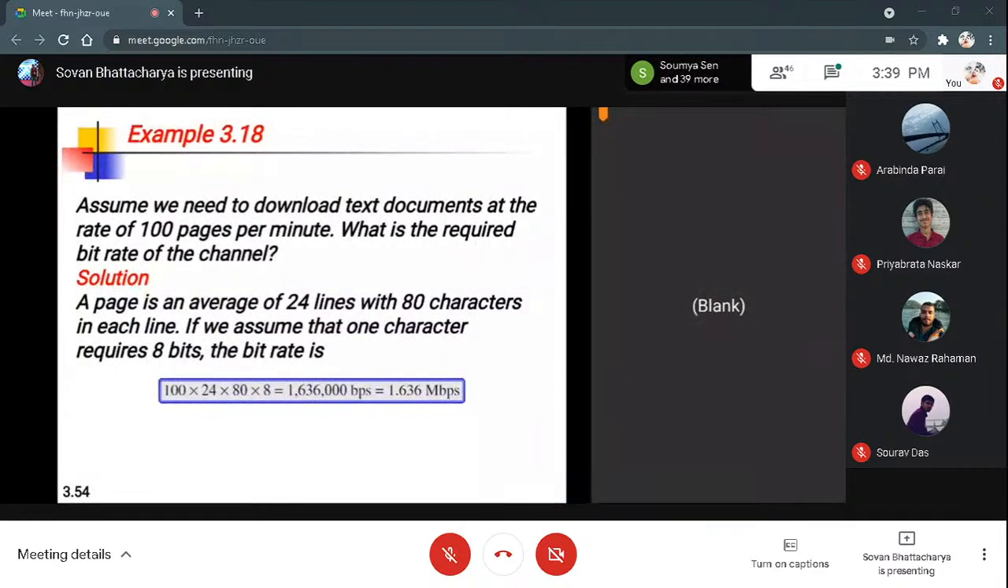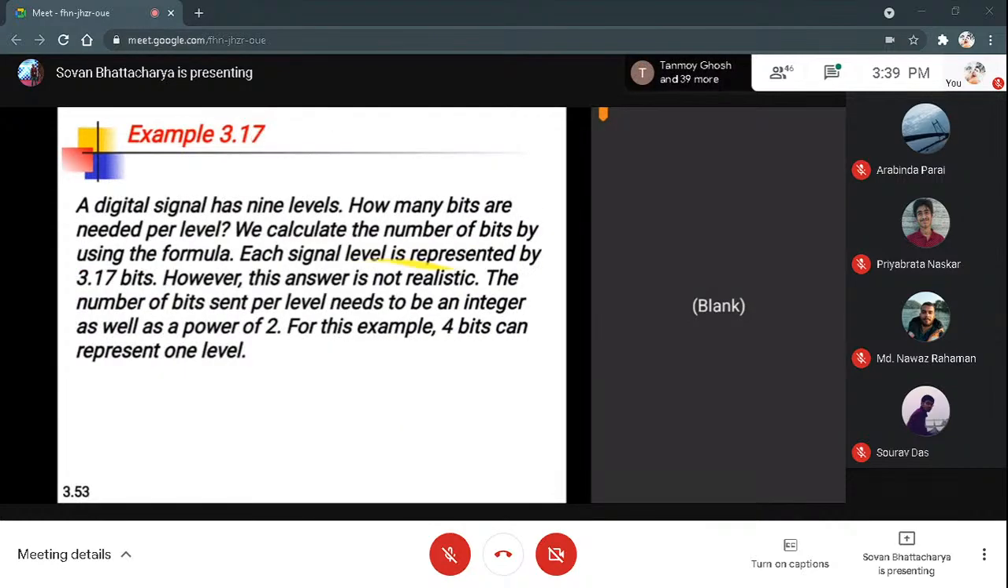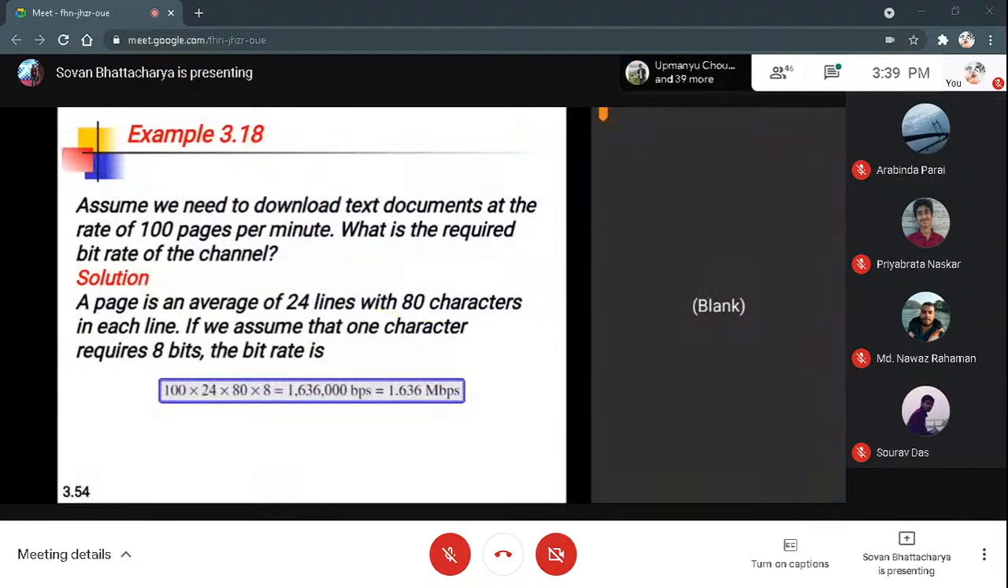So 24 lines with 8 bit. This is an incomplete question. Assume the text document at the rate of 100 pages per minute. But the lines and characters are not given here. So these pages have, not mentioned, 24 lines and 80 characters.